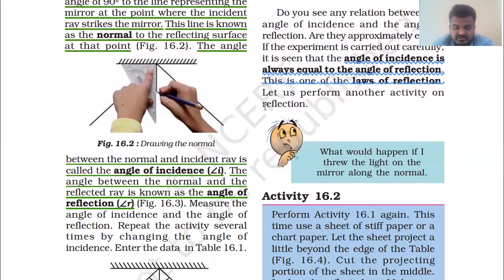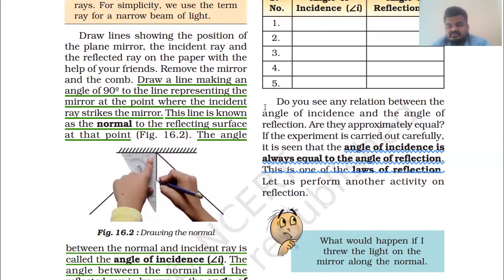With these five definitions, after this, we have discussed the laws, which are also important for exam purposes. The first one is that the angle of incidence and the angle of reflection are equal to each other. Okay, or we can write that the angle of incidence is equal to the angle of reflection. That is our first law.